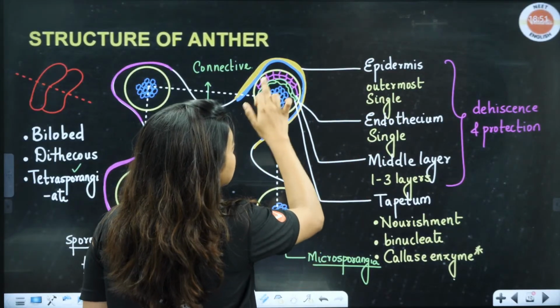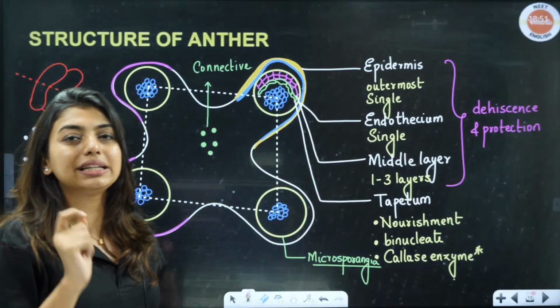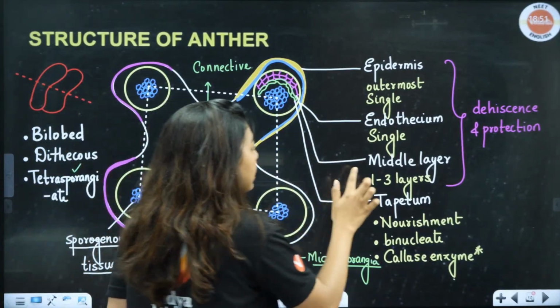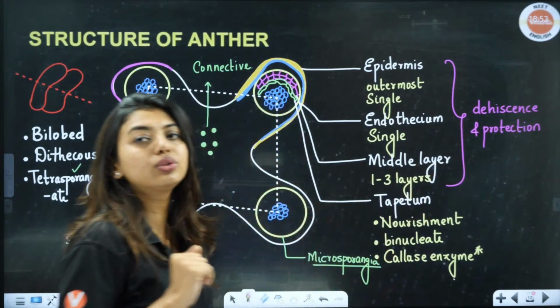Next to that there are multiple layers. M for multi, M for middle layer, remember. Middle layer, where there are 1 to 3 layers.